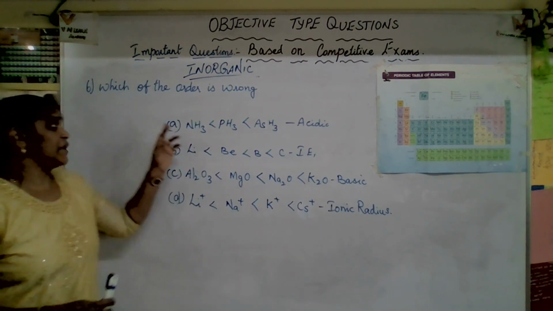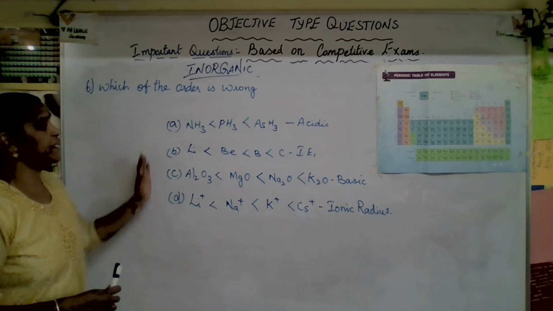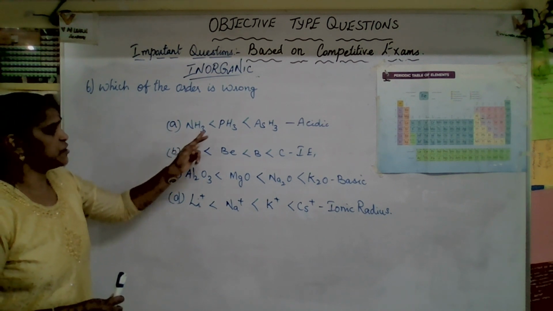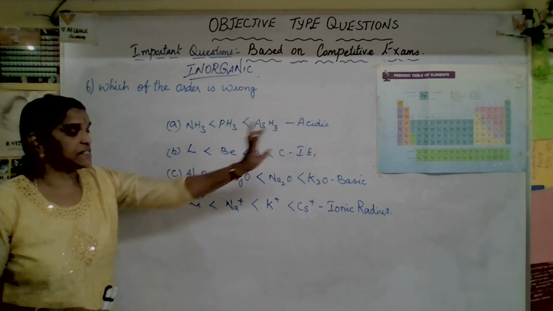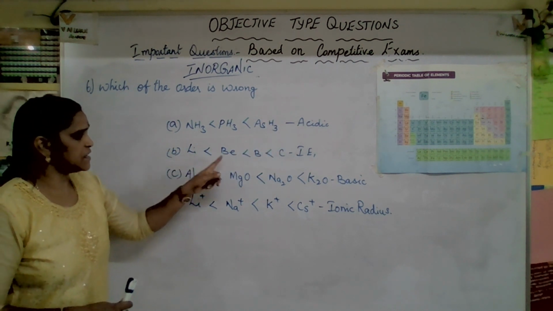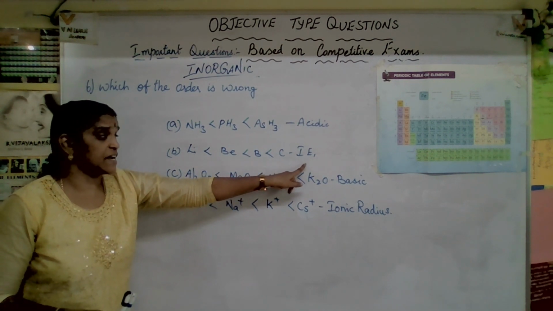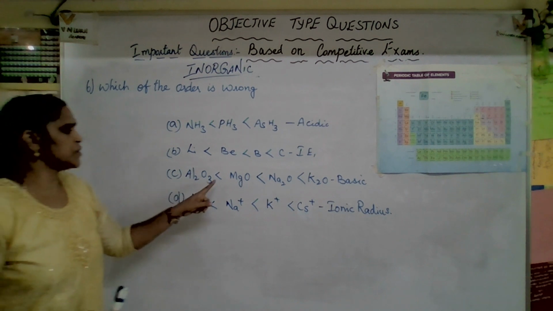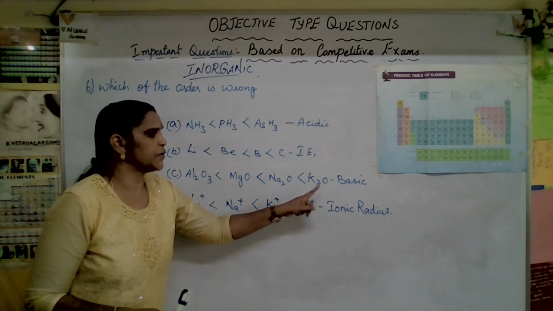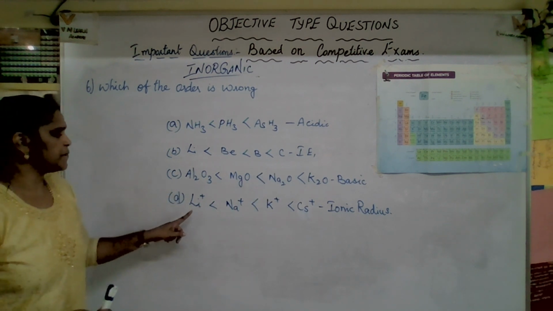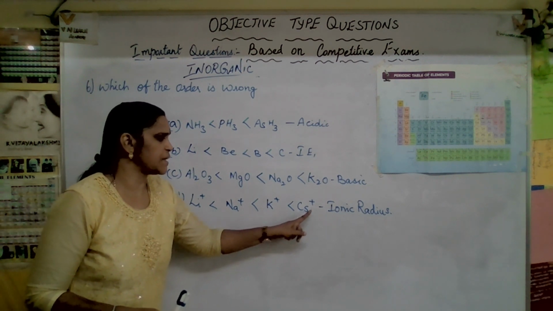The next tricky one: which of the following orders is wrong? They have given these orders. First one, option A: NH3 is lesser than PH3 is lesser than AsH3, it's acidic. And lithium is lesser than beryllium, lesser than boron, lesser than carbon, first ionization enthalpy. And Al2O3 is lesser than MgO, lesser than Na2O, lesser than K2O, it's basic. And Li+ is lesser than Na+ is lesser than K+ is lesser than Cs+, ionic radius.